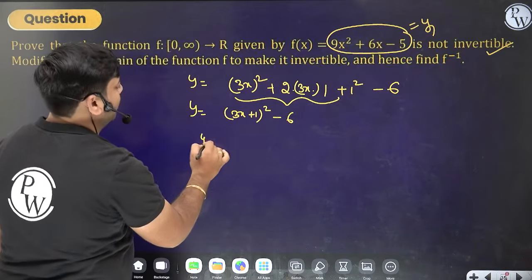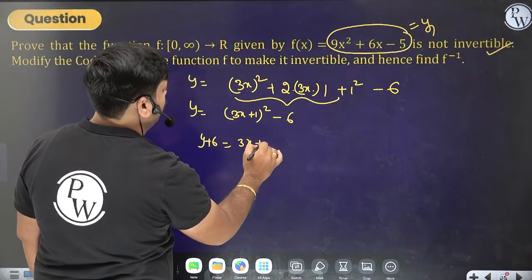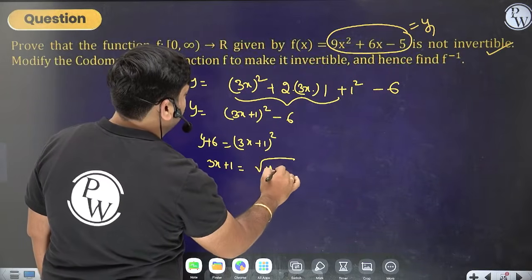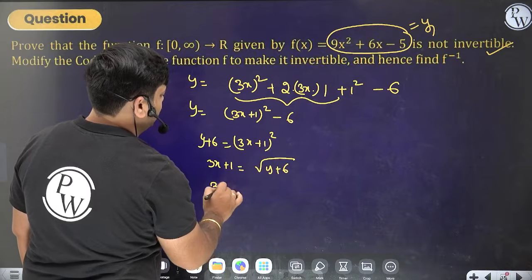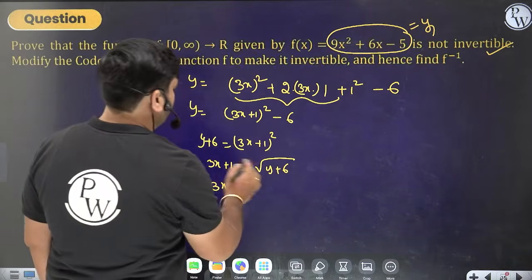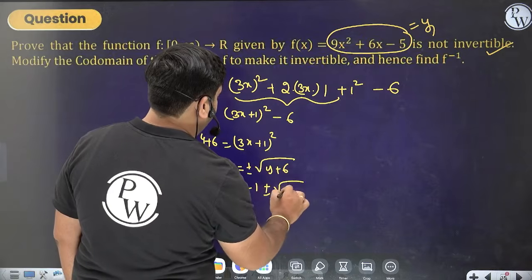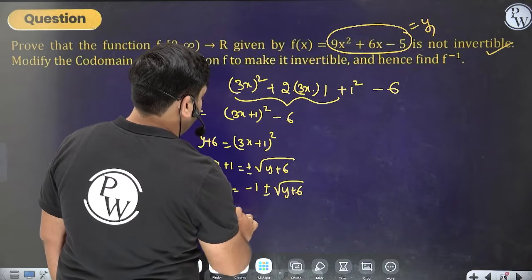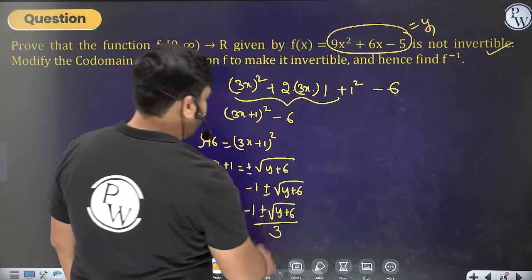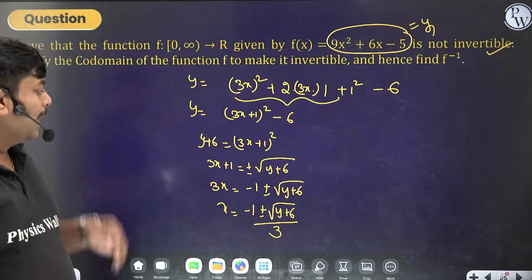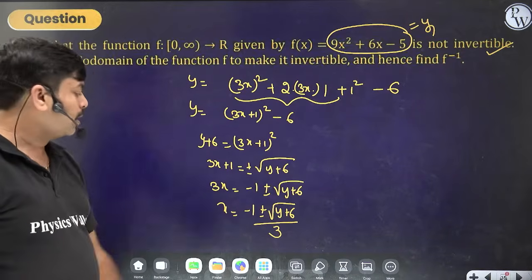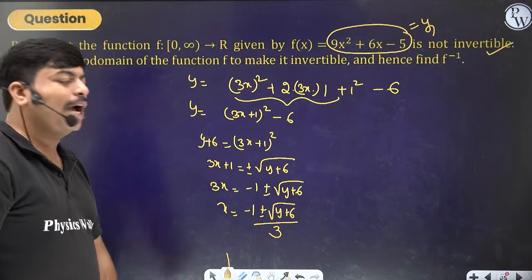So y plus 6 is equal to 3x plus 1 whole square. So 3x plus 1 is equal to plus or minus root over y plus 6. 3x is equal to minus 1 plus or minus root over y plus 6, and x is equal to minus 1 plus or minus root over y plus 6 by 3. So now my question is, for all the values of y, do you get an x? For every value of y, are you getting an x?